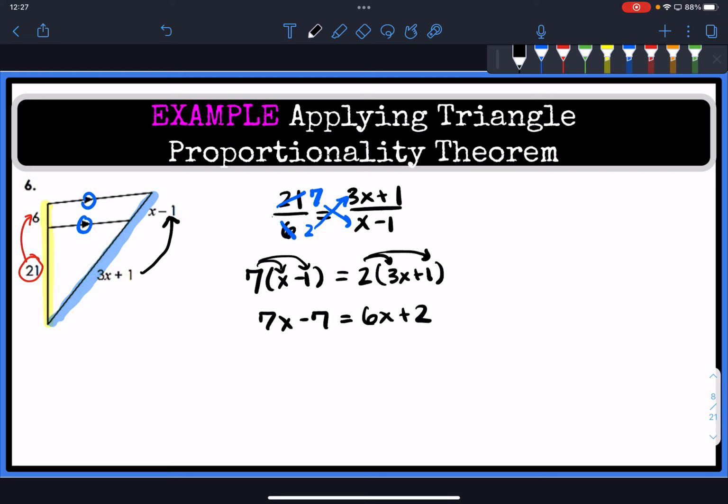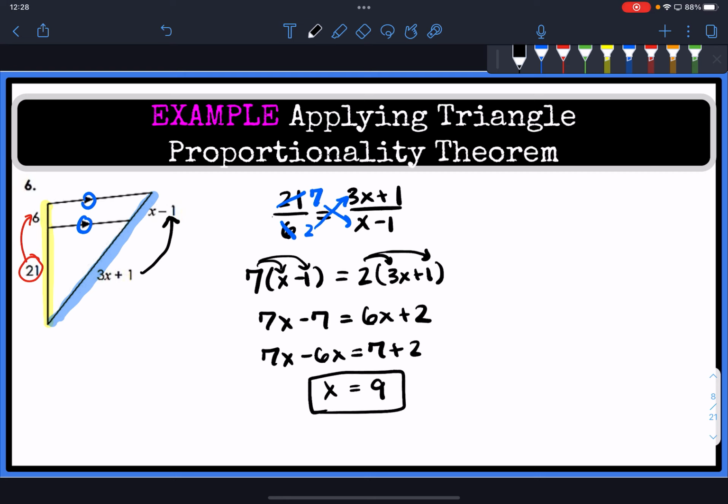So distributing 7 into the parentheses on the left, this gives us 7x minus 7. And distributing the 2 into the parentheses on the right side of the equation gives us 6x plus 2. Now with letters to the left and numbers to the right, we're going to get 1x is equal to 9. And dividing 9 by 1 is going to just simply give us 9. So this is the value of x. x is equal to 9.